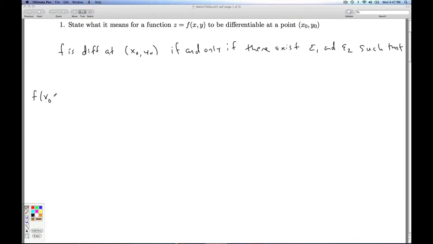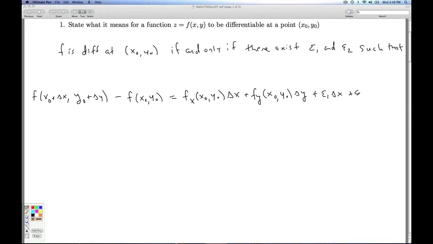f of x naught plus delta x, comma, y naught plus delta y, minus f of x naught, y naught, equals the partial derivative of f with respect to x at the point x naught, y naught, times delta x, plus the partial derivative of f with respect to y at x naught, y naught, times delta y, plus epsilon 1 delta x plus epsilon 2 delta y, where epsilon 1 and epsilon 2 go to 0 as delta x and delta y go to 0.